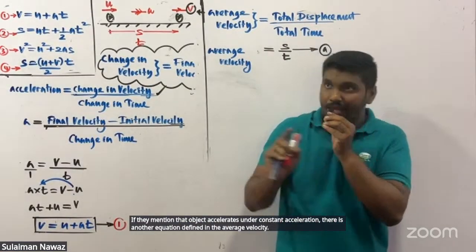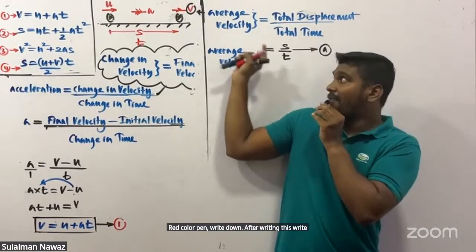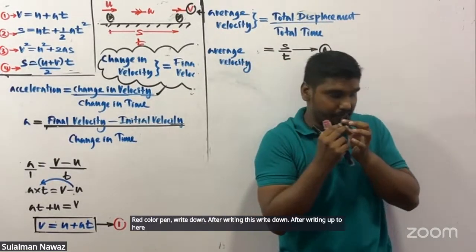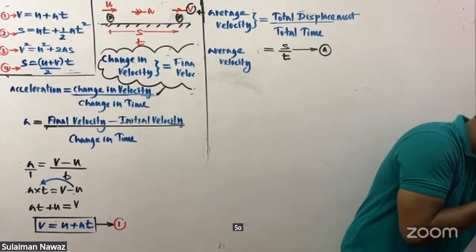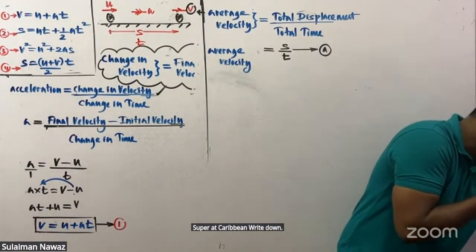Write it down with a red color pen. After writing this, write down. Super red color pen, write down.